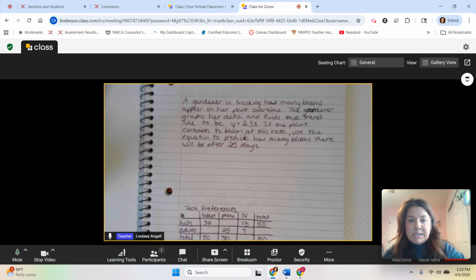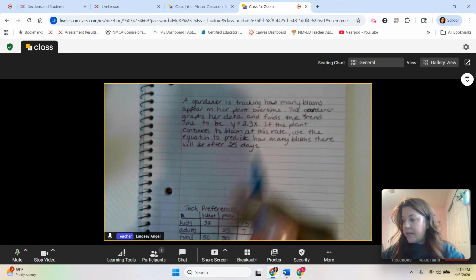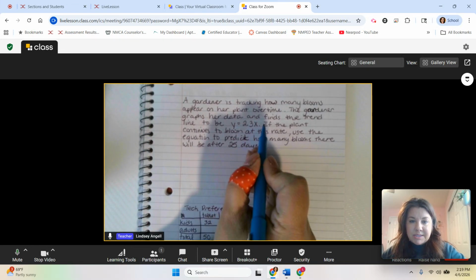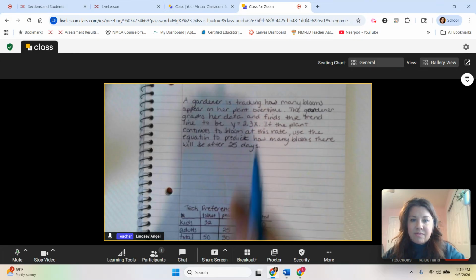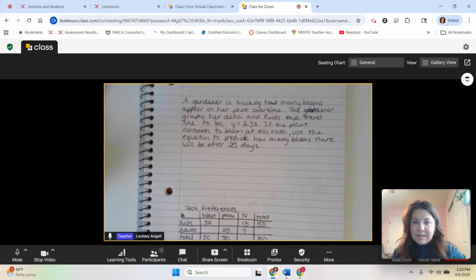If the plant continues to bloom at this rate, use the equation to predict how many blooms there will be after 25 days. Now that's the whole equation. There's no y-intercept because it's technically 0, right? If there are 0 plants planted, none of them can bloom, right? So that's what that's talking about.